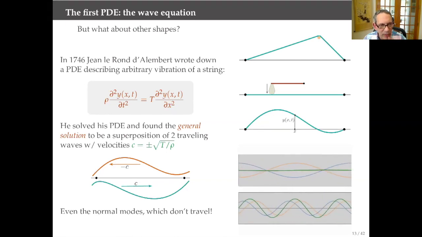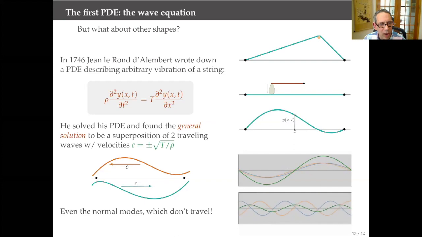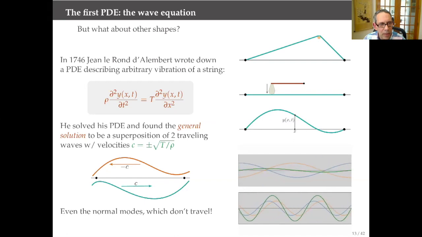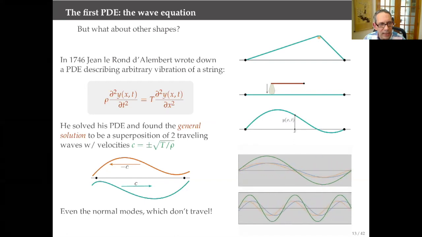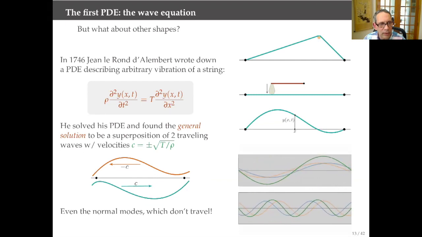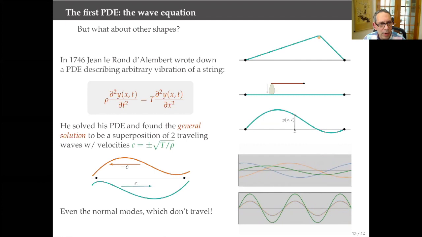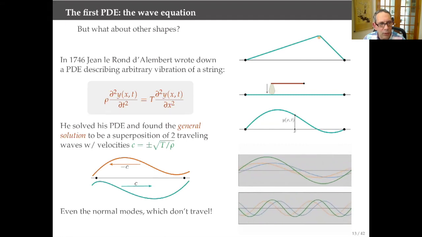And the solution to that is explained by this animation. On the top, you have a high wavelength sinusoid, orange traveling left, blue traveling right, and green is their sum. And if you pay attention to the green one, you see it's a standing wave. So superimposing traveling waves gives standing waves. And on the bottom, there are different traveling waves with the same speed, and their superposition gives a standing wave with twice the frequency.